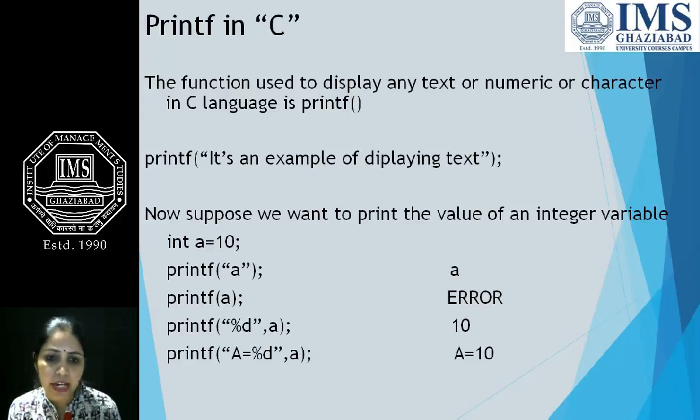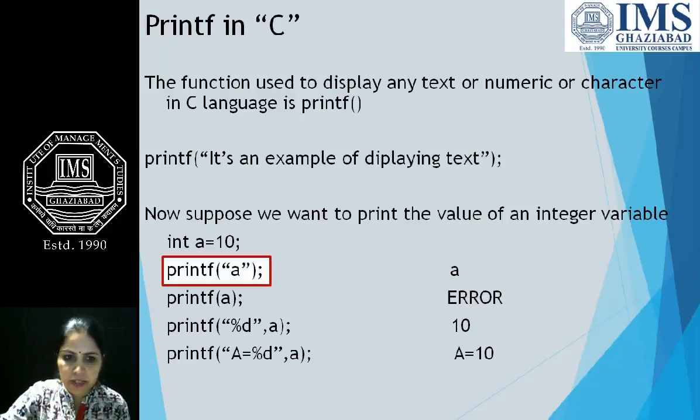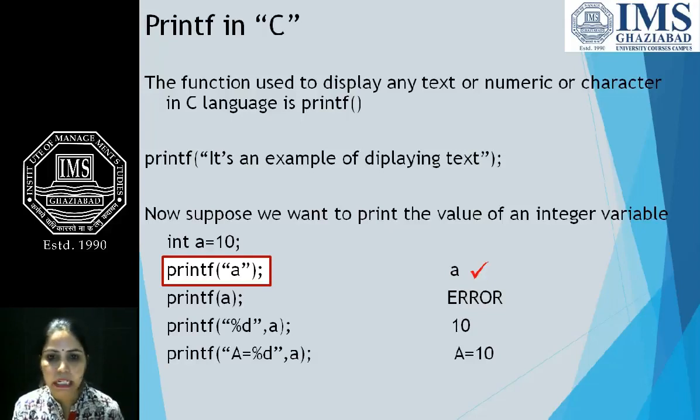Now suppose I want to print the value of an integer variable. Say I have declared a as an integer variable and its value is initialized to 10. So we have written int a equals 10. Now my first statement is printf in double quotes a. What would be printed? Here, the value of a will not be printed because a is enclosed within double quotes, and the output of this particular statement would be only the character a.